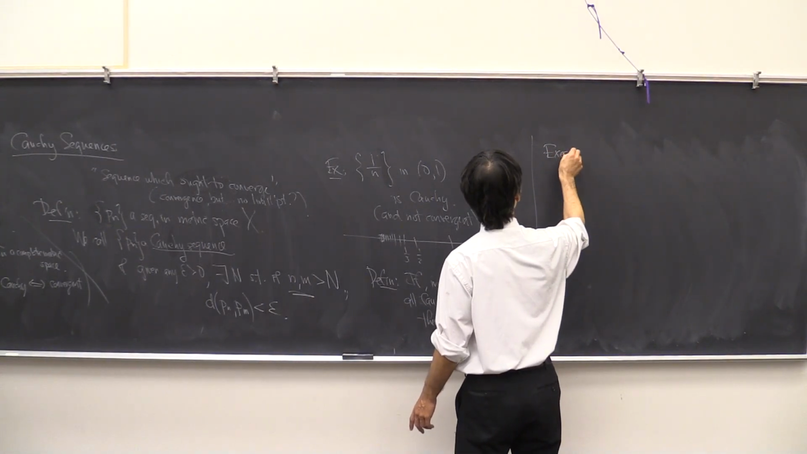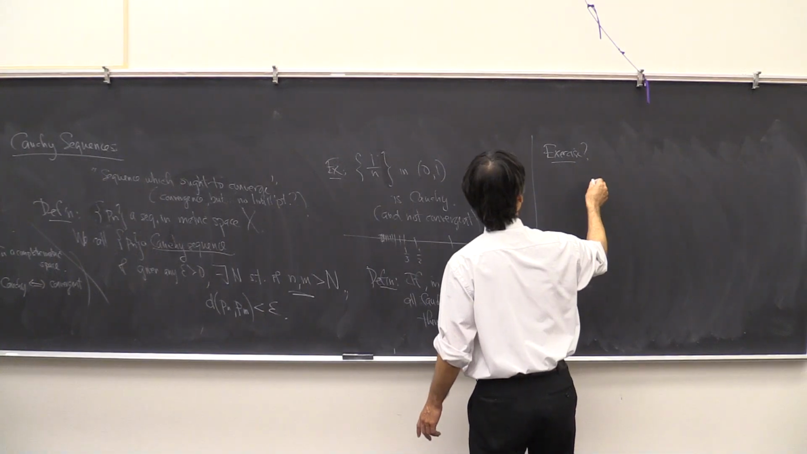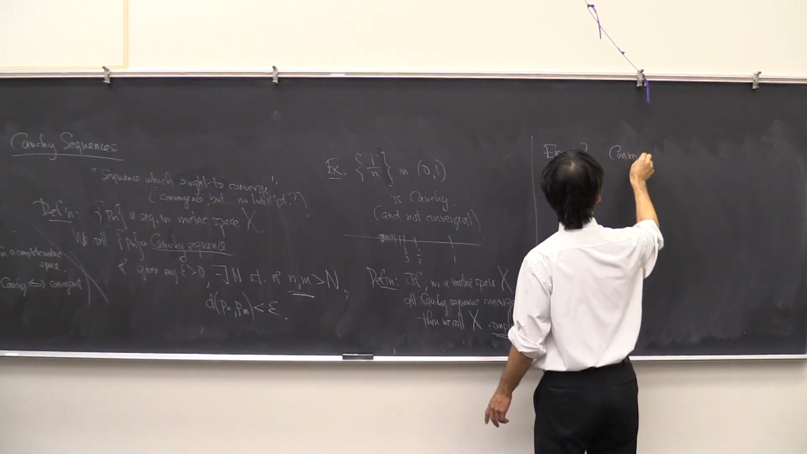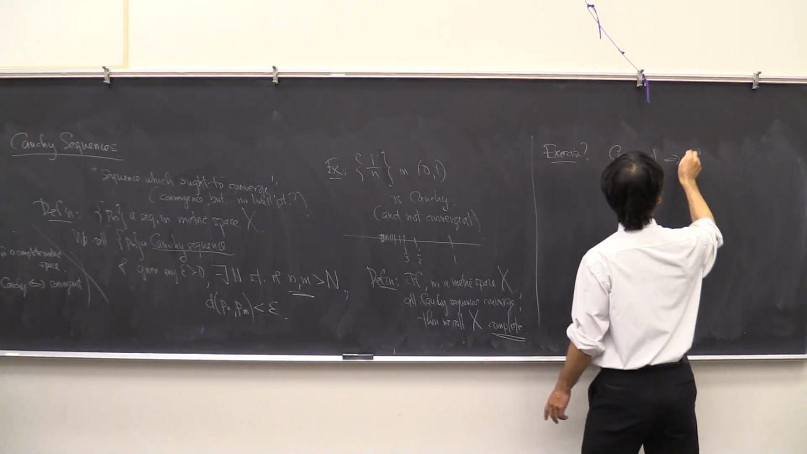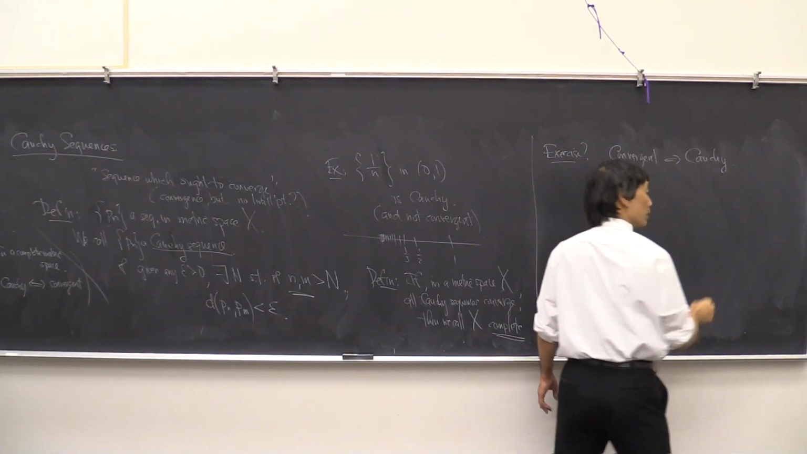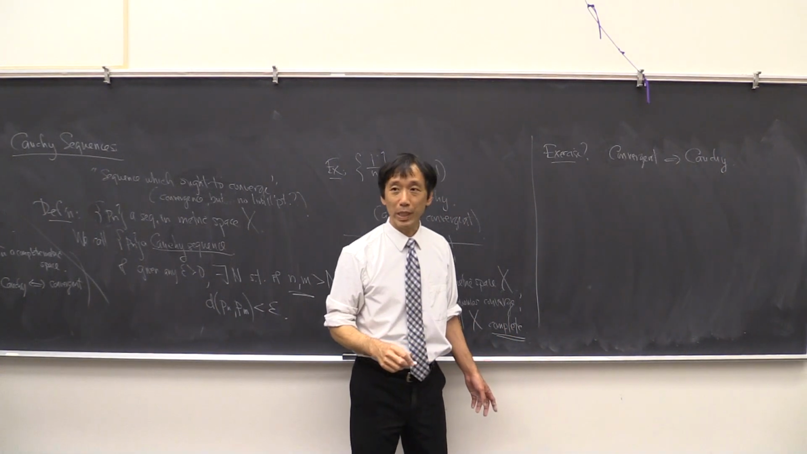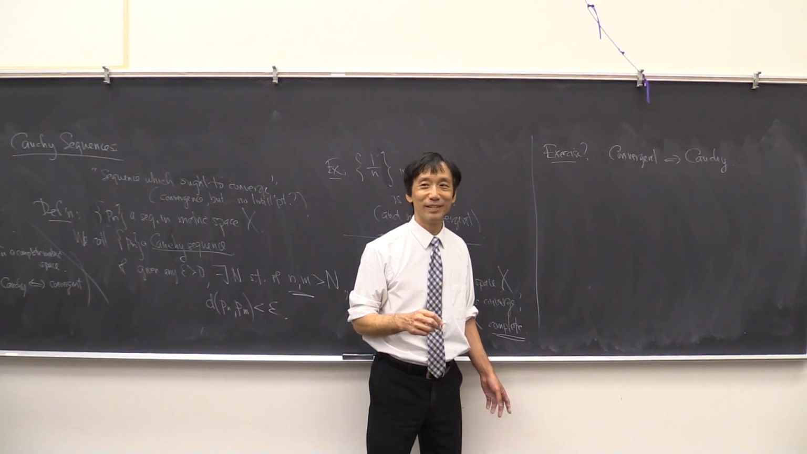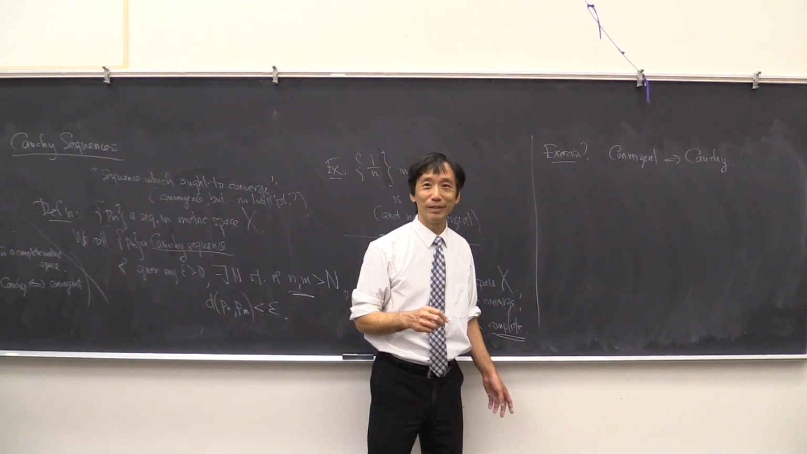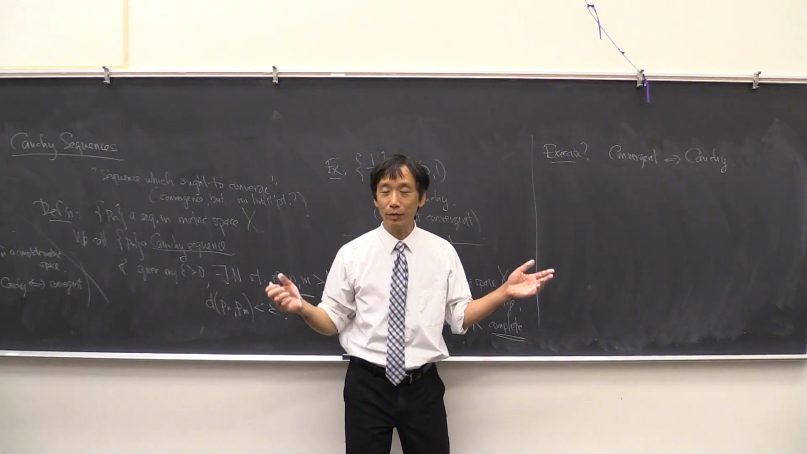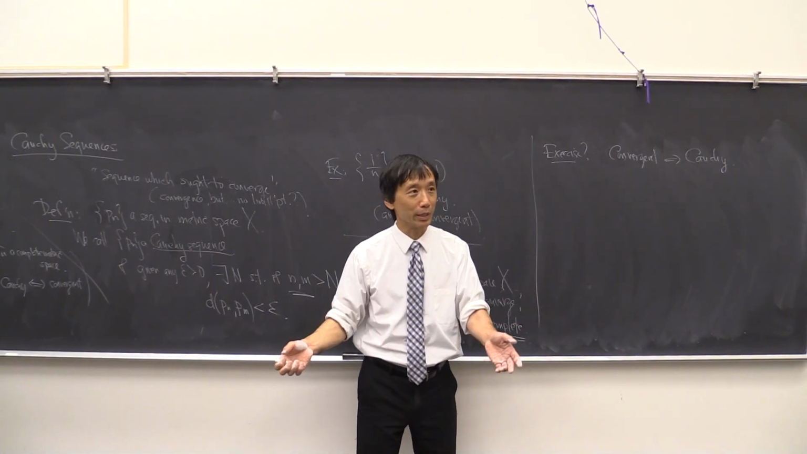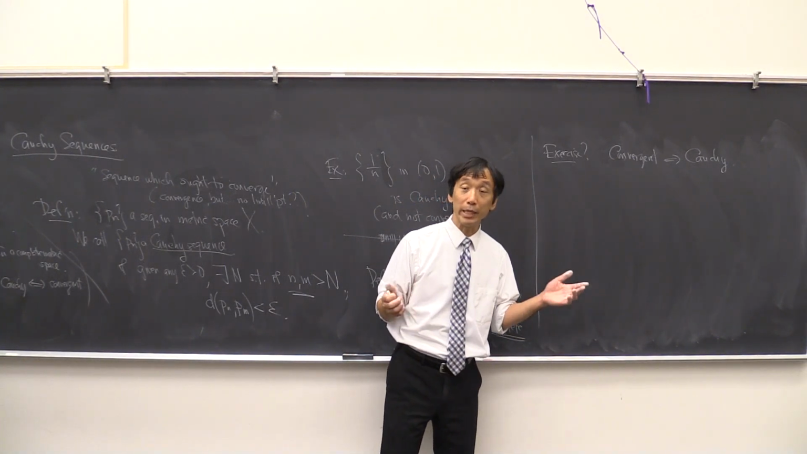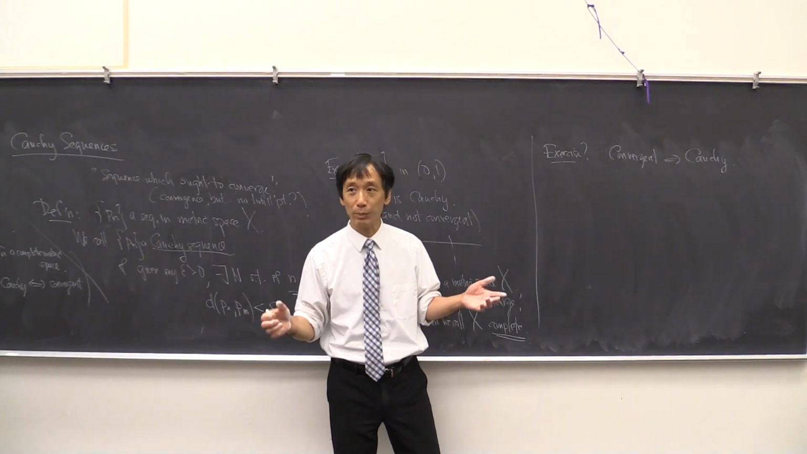Exercise maybe? Convergent implies Cauchy. Okay, turn to a neighbor and say, of course it does. Right, and then say, because convergent means this sort of thing and Cauchy means that sort of thing. Don't necessarily give a rigorous proof, but give the idea, right? Like, what does convergent mean to you? What does Cauchy mean to you?